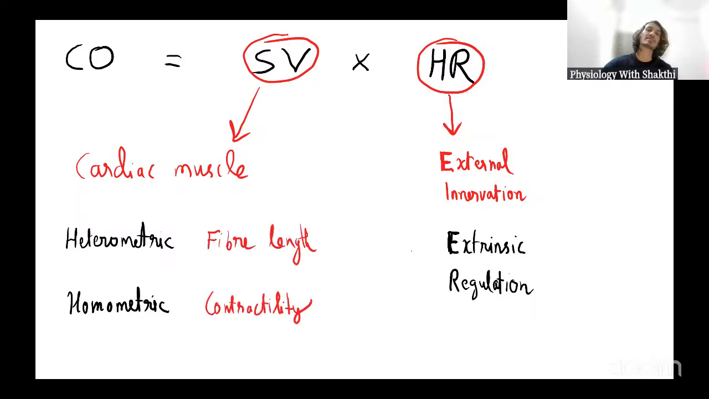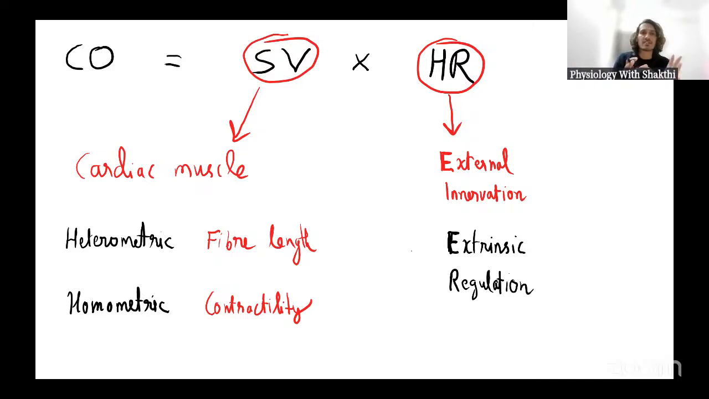So in heterometric, the regulation is based on the initial length of the muscle, based on how much the length is changing. So based on the length changing, it can regulate the stroke volume. For example, if the length is more, it will result in more force of contraction. That is heterometric regulation.